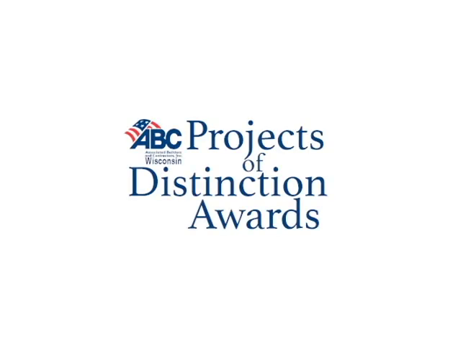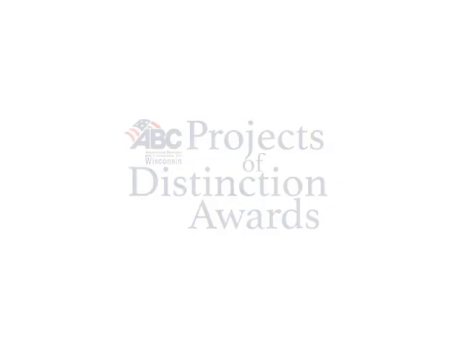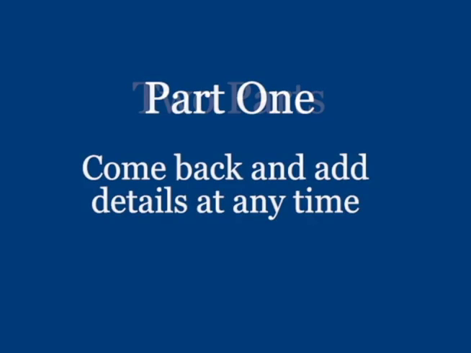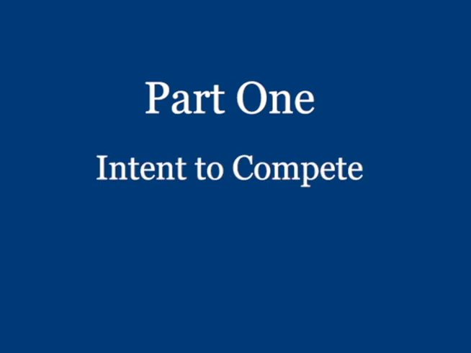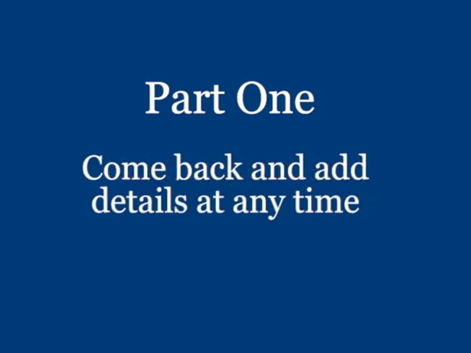Welcome to the video on how to submit an ABC of Wisconsin Projects of Distinction Awards entry. There are two parts to this process. The first is registering the basic details of your project in the Intent to Compete area. You can also submit payment in this area. This first step allows you to be registered, and then you can come back at any time and add to your entry and eventually complete your submittal process.